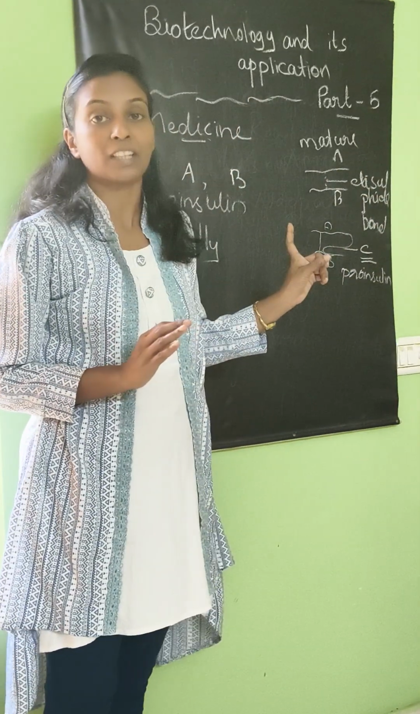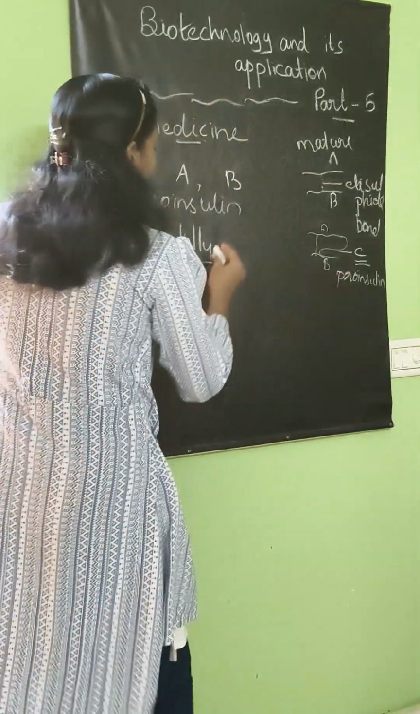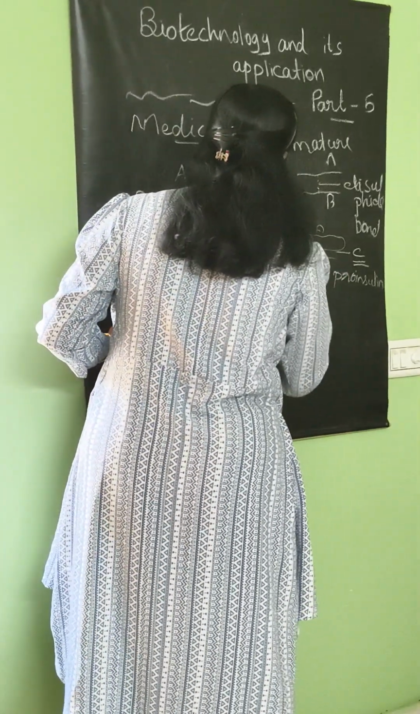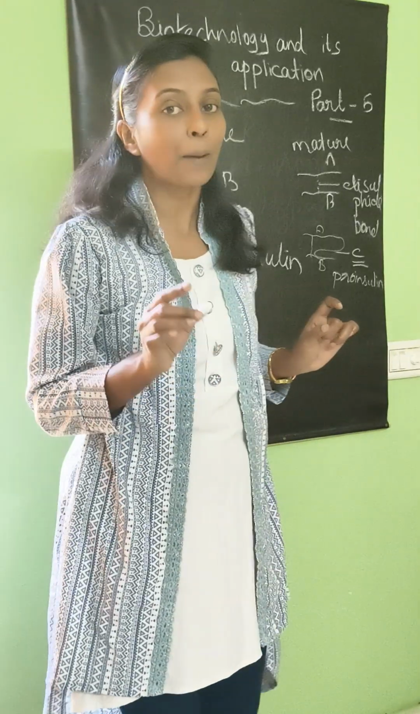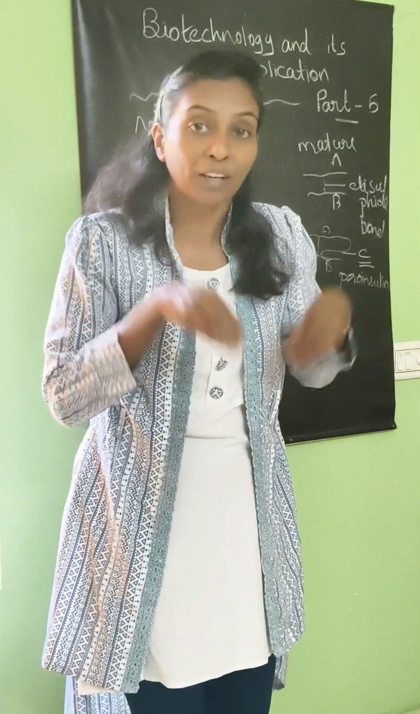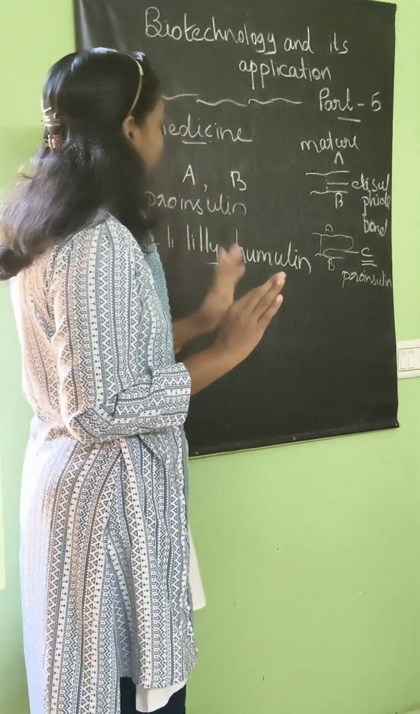Now this is able to control the blood sugar level. This we can say is mature insulin. This was done by the Eli Lilly company from America. It's very helpful. Nowadays, millions of people are suffering from diabetes, so it is very useful for those who are suffering from diabetes. That insulin is called humulin. They have prepared insulin for human beings from human beings only, so that is called humulin. This is one of the good applications of biotechnology in medicine.